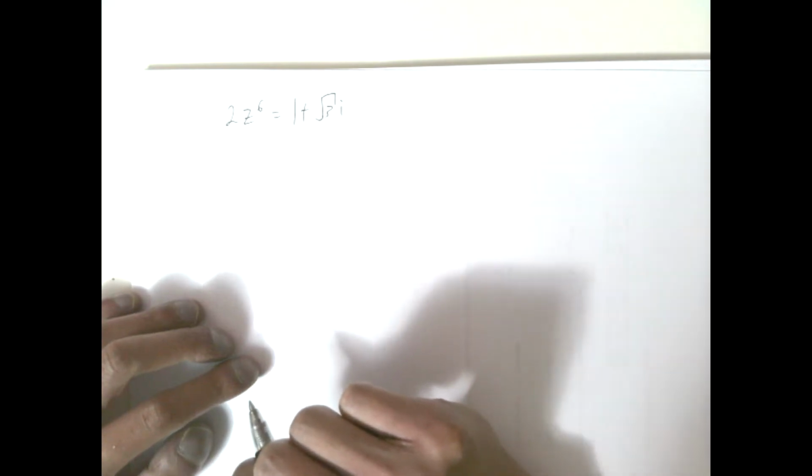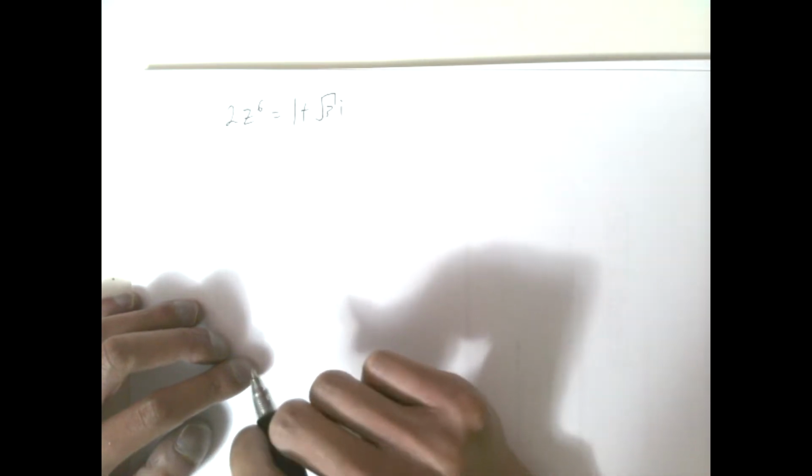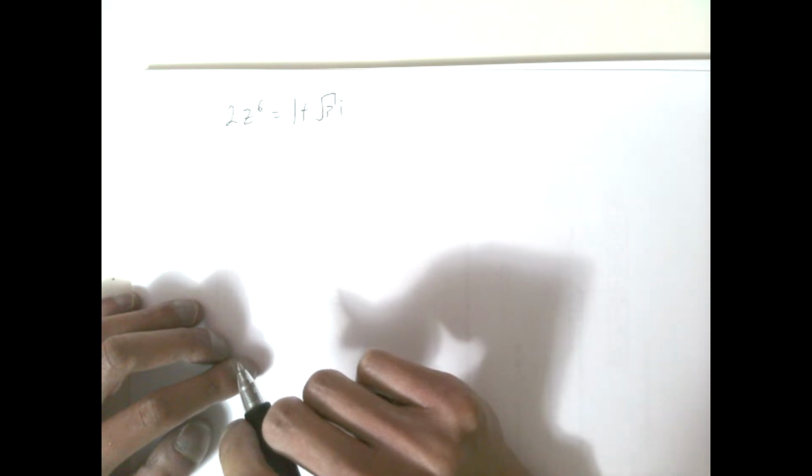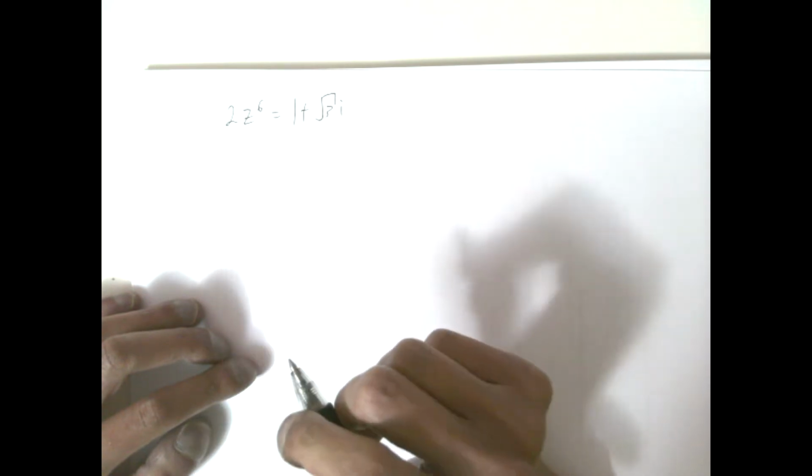This is a pretty good question presented in the VCE exam of 2017, Mathematical Methods Specialist. The question is, given this complex equation 2z to the power of 6 equals 1 plus root 3i, solve for z. The first thing we can do is divide both sides by 2.